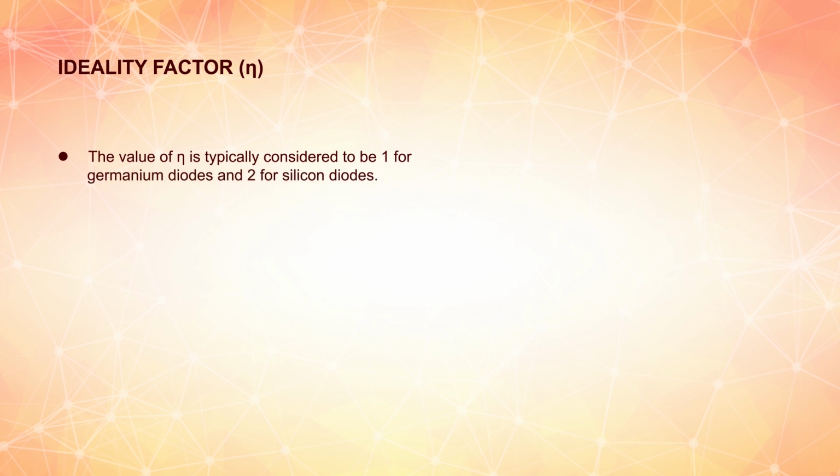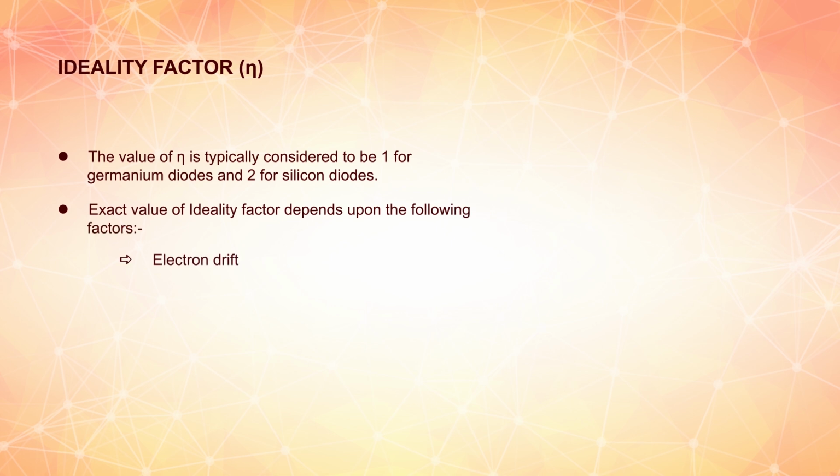The value of ideality factor is typically considered to be 1 for germanium diodes and 2 for silicon diodes. The exact value of ideality factor depends upon the following factors. As we have seen, this factor shows the nearness of the working of the diode to an ideal diode, so definitely it will depend on certain factors.